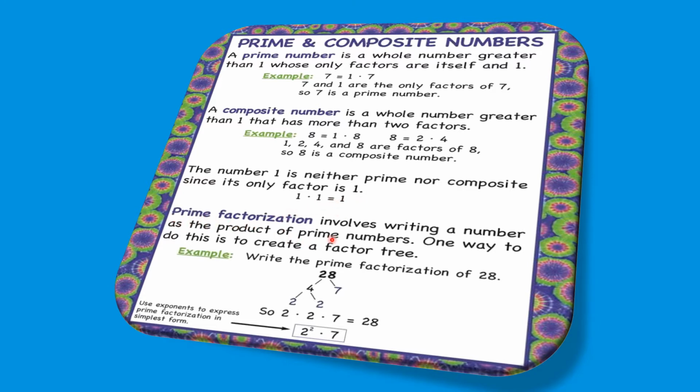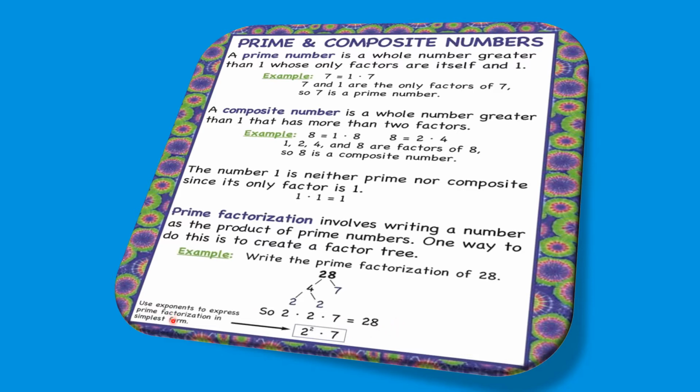So prime factorization involves writing a number as the product of prime numbers. One way to do this is to create a factor tree. For example, write the prime factorization of 28. You know 4 sevens are 28. But 4 is equal to 2 into 2. So 2 into 2 into 7 are the prime factors of 28.